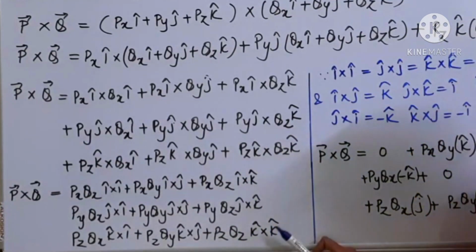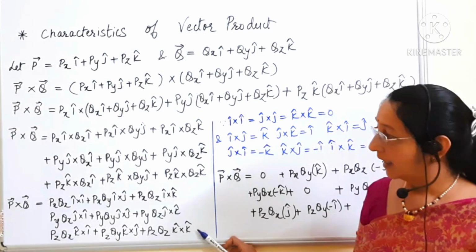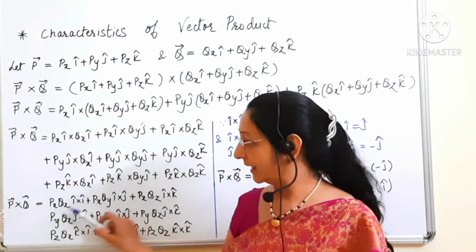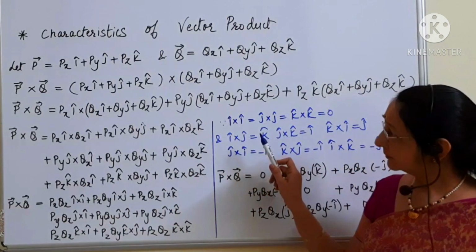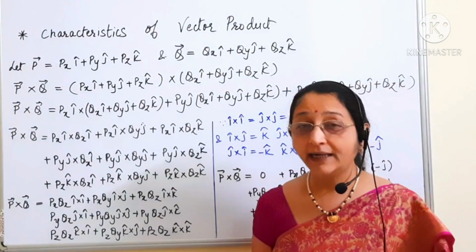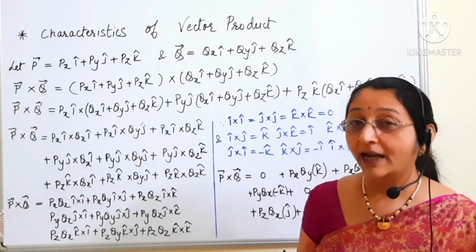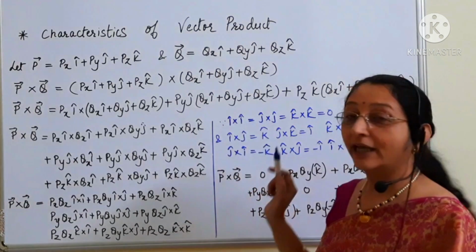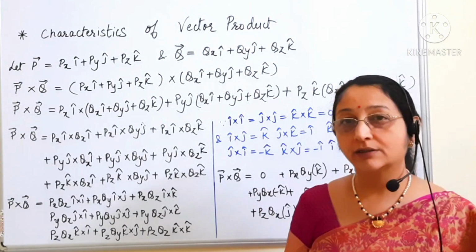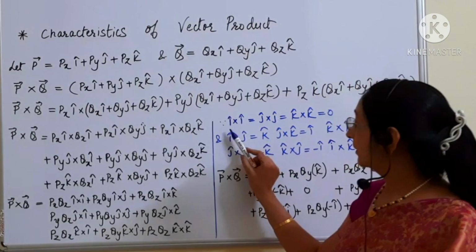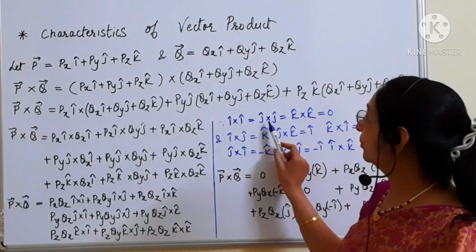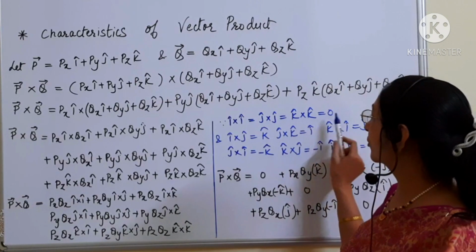So in this way we have written the terms again. Now we have simplified this. Now we know that i cross i, the unit vector along the x-axis, is equal to j cross j is equal to k cross k is equal to 0.